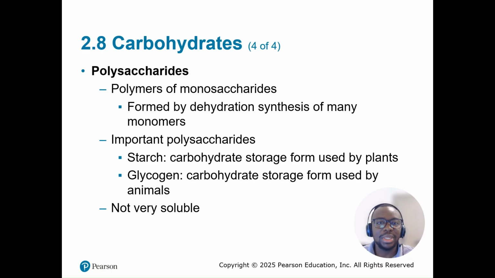Next, we look at polysaccharides. Polysaccharides are polymers of monosaccharides, and they are formed by dehydration synthesis of many monomers. Important polysaccharides include starch and glycogen. Starch is a storage form of carbohydrates used in plants. Glycogen is a storage form of carbohydrates used in animals. Polysaccharides are not very soluble in water.